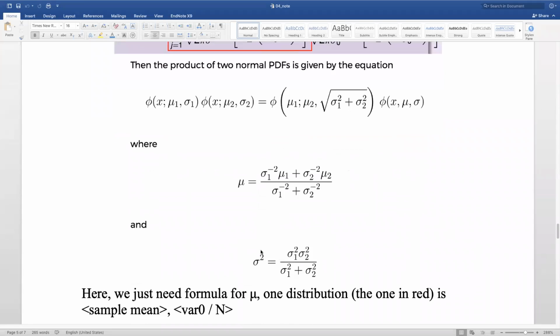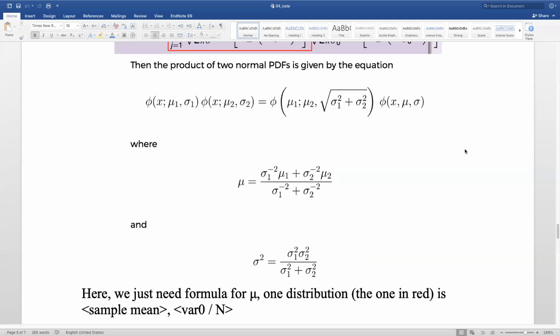Now the conclusion is this. If you multiply two Gaussian distributions together, the result is again a Gaussian distribution with mu and sigma. The mu is a weighted sum of mu1 and mu2, and sigma is computed as a kind of geometric mean of these two sigmas. This is the conclusion we have here, and we will not prove it.